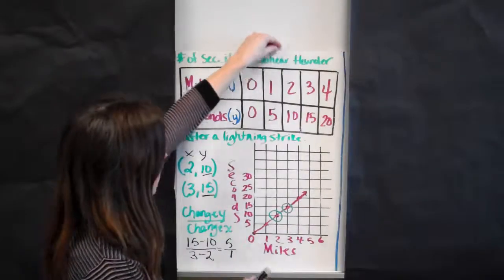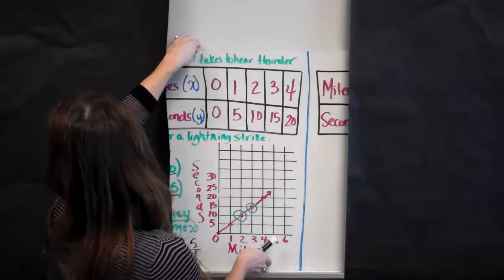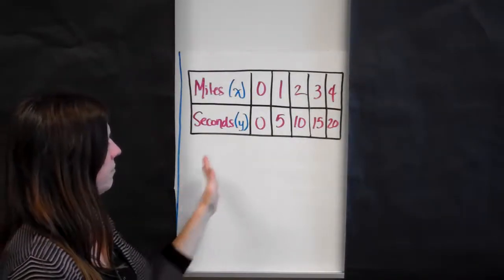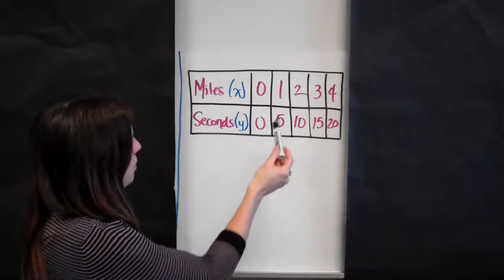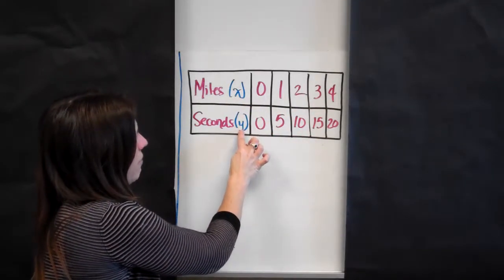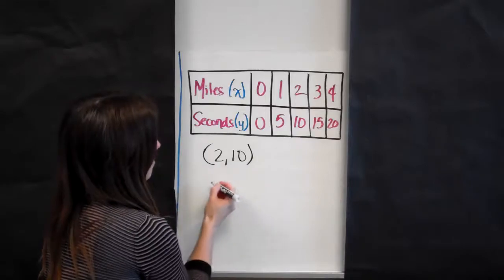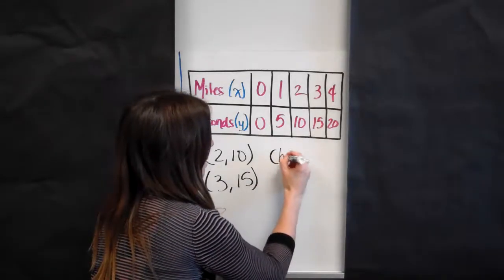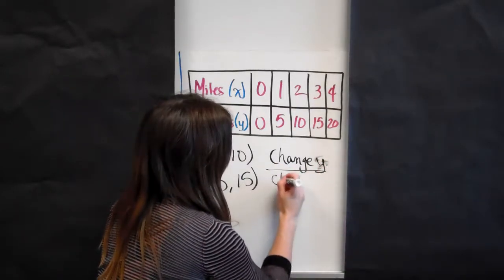Okay, we're going to look at the same problem, but as if it was just a table and we didn't have to make a graph. We're not going to use the points and pull them off into ordered pairs. We can pull ordered pairs out of the table. In fact, I'll pull the same ordered pairs out that I used in the last problem. So x and y, we have it labeled here: miles is x, seconds is y. I'm going to write my ordered pairs with x first, y second. Change in x, oh, I'm sorry, change in y over change in x.